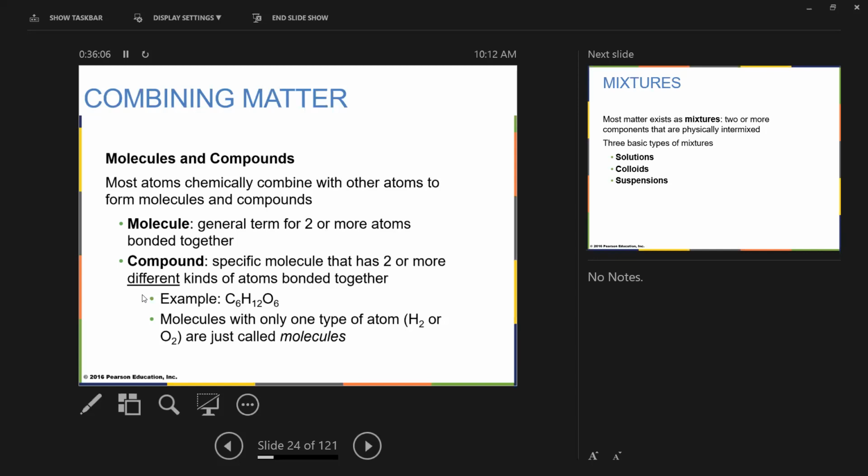You can't take water and run it through a filter and separate out the hydrogen and the oxygen. You can't run glucose, sugar, through a filter and separate out the carbons. Carbons go over here, hydrogen's in the middle, oxygen's on the other side. We can't do that because they're glued together. They are bound together.